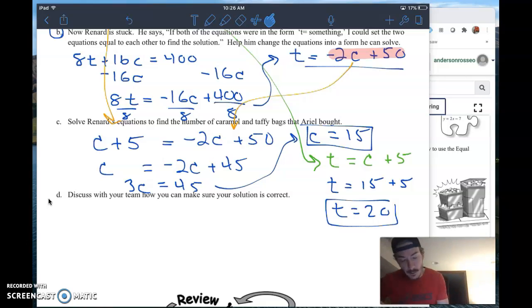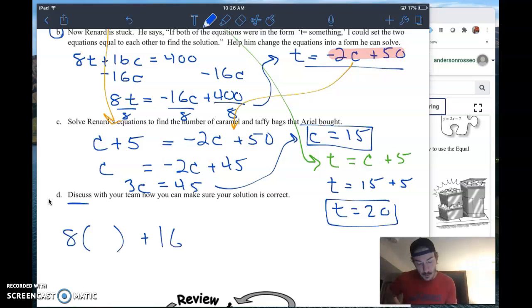Now here is the last part, and we're going to verify that this works. It says discuss how you can make sure this is correct. Well, you can plug it back in and evaluate. Remember, we were given the information that each bag of taffy weighs 8 ounces and each bag of caramel weighs 16 ounces. So we can check and make sure that works out to 400 ounces. All right, I'll leave this to you guys. If you plug in 20 for the taffy and 15 for the caramels, does that work out to be 400? Check that out and verify. If it does, you're doing all right. You should also check the other one.